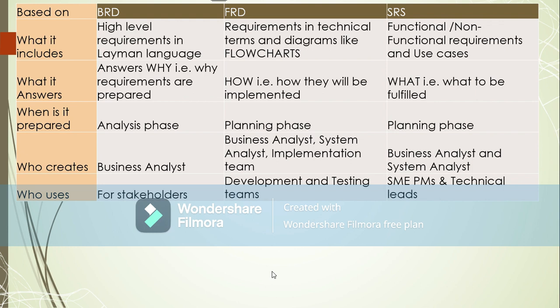And FRD, the requirements are technical, and can only be understood by the technical team members. You define the requirements with the help of flow charts and other diagrammatic images that are used in these kinds of documents. Similarly, SRS, we have functional and non-functional requirements, as I have told you, and we have use cases which can be used in the testing of the system. So, what does it answer? BRD answers why. Why are you planning to have that project or software? Why are you planning to build something?